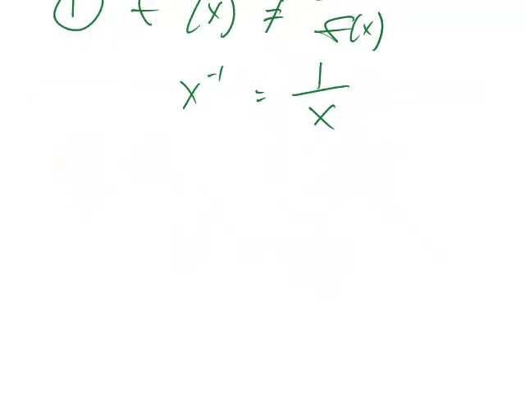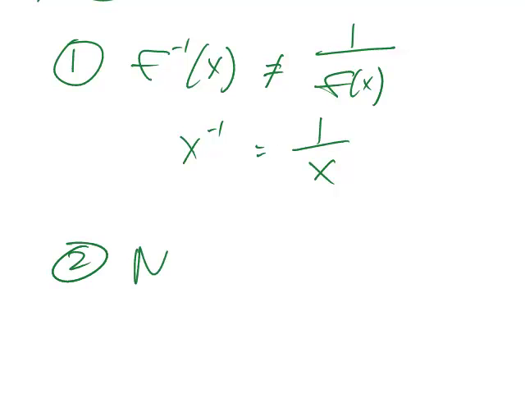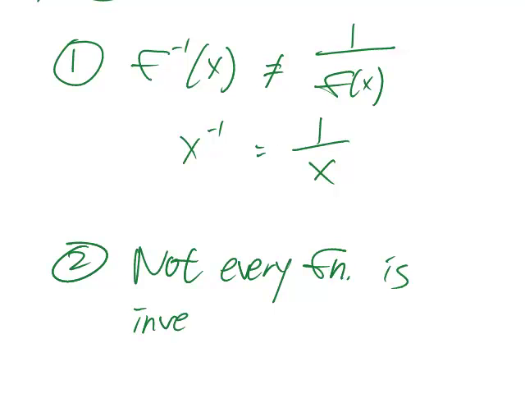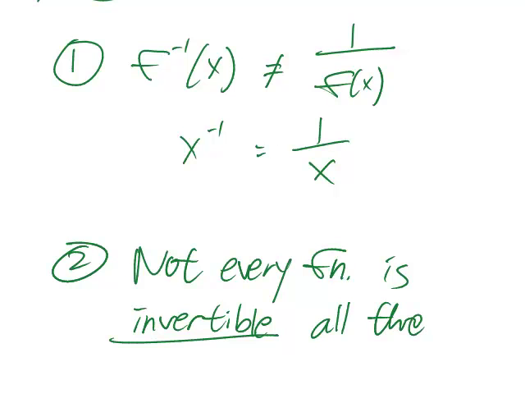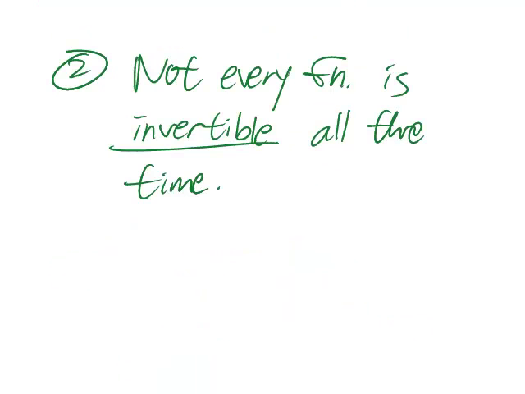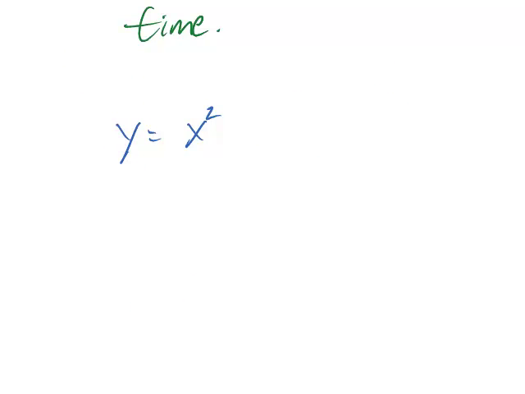The second thing is, not every function is invertible all the time. Let me show you a very simple example. y equals x squared, right? That's a nice function. It's a parabola. Let's do this algebraically and geometrically. First of all, I want to find f inverse, I want to find y inverse. Let me just switch this. And so when I solve for y, it is the square root of x.